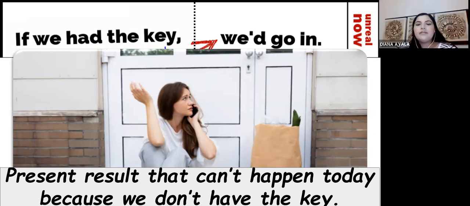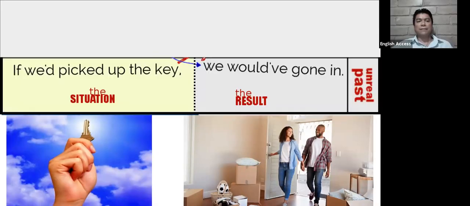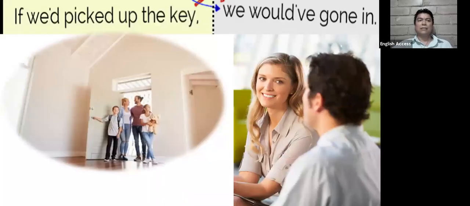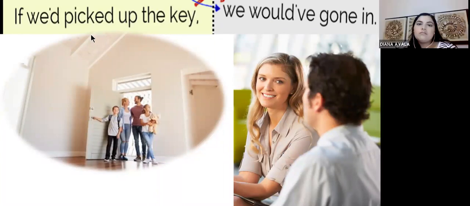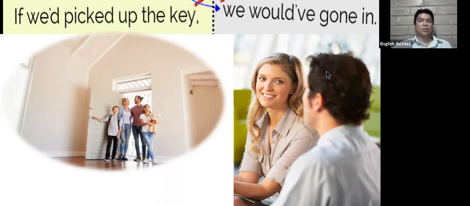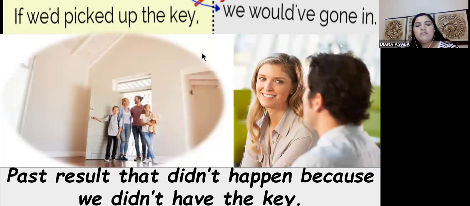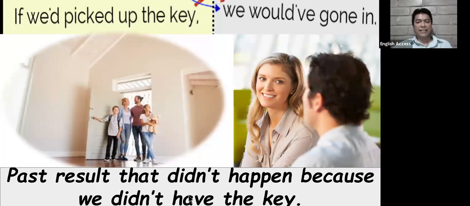Okay. What about this one? What is that? That's a third conditional. Is it in the present or the past? In the past. If we had picked up the key, we would have gone in. So now it's not in the present. She's telling a story to her friend about something that happened yesterday or last week or last month. And it's a past result that didn't happen because we didn't have the key. It's all in the past.